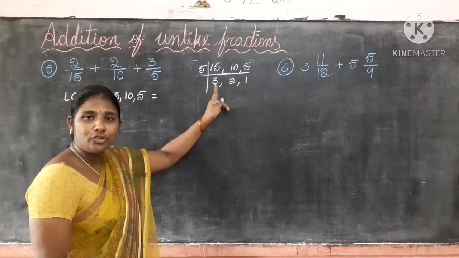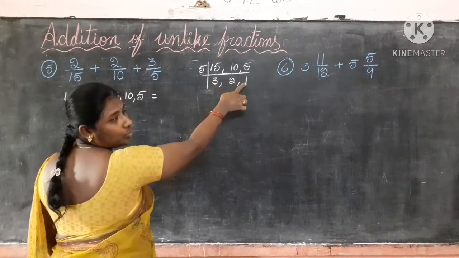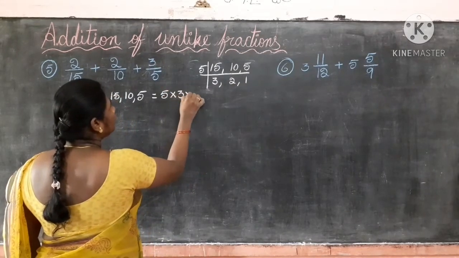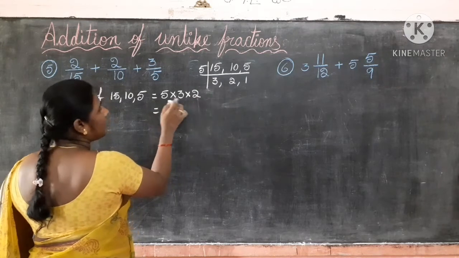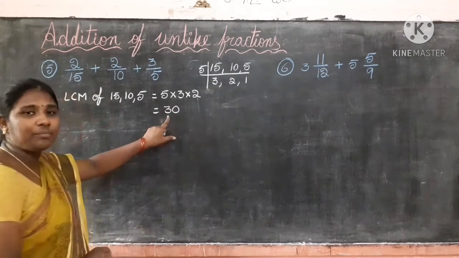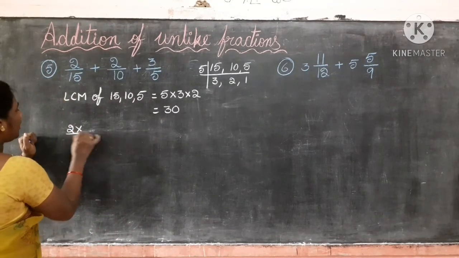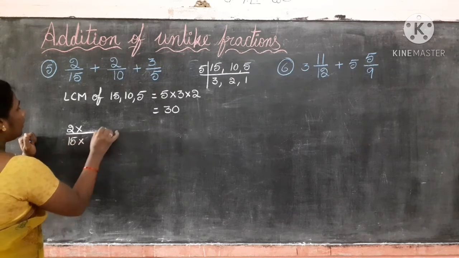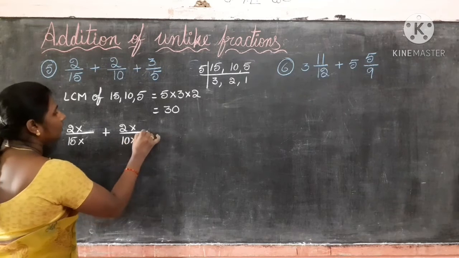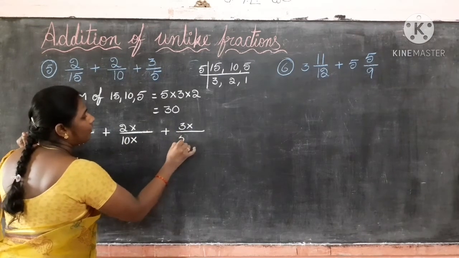Again 3, 2. 3, 2 will not come in same table. So the LCM is 5 into 3 into 2. Here 1 no need to write. 5 3s are 15, 15 2s are 30. LCM is 30. So first fraction 2 by 15 plus 2 by 10 plus 3 by 5.